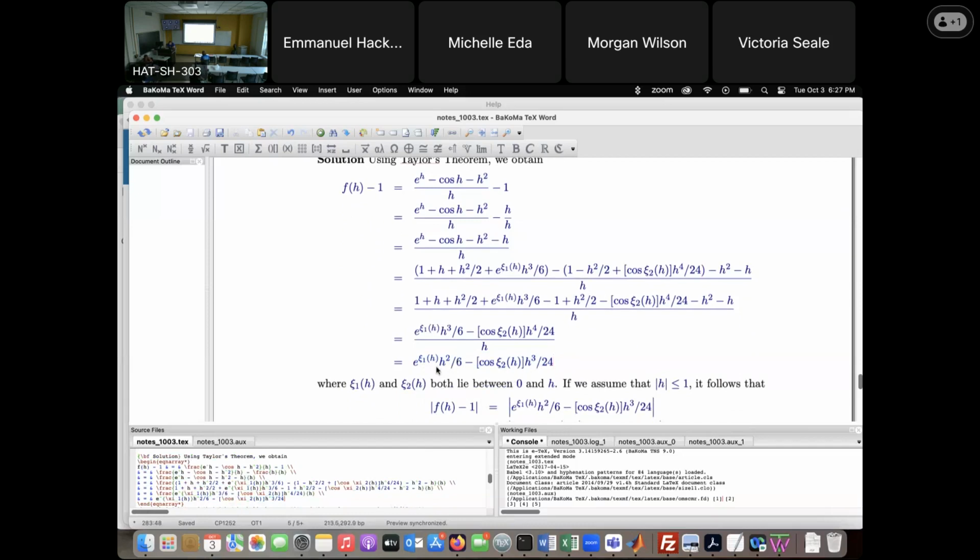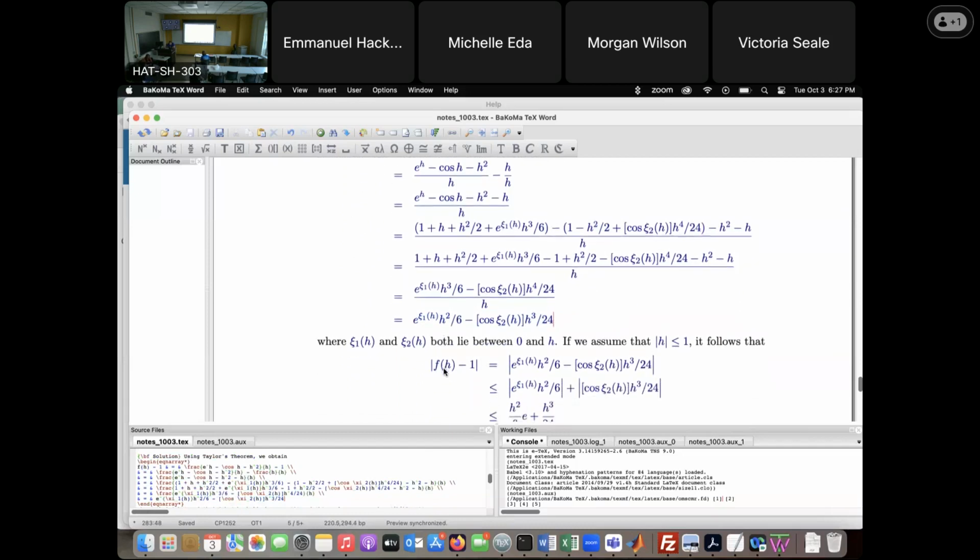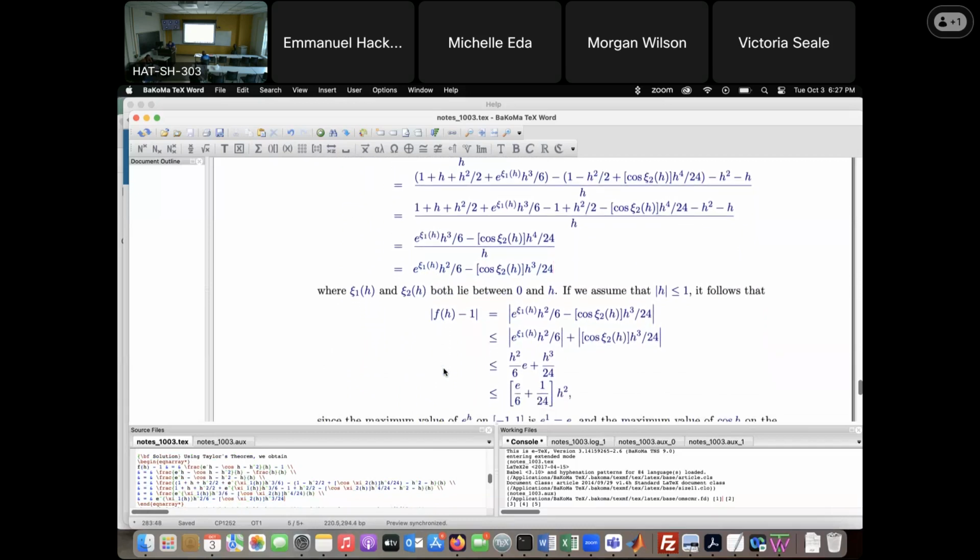Now, keep in mind that the lowest power of h wins in terms of determining the rate of convergence. Here I went overboard in determining the constant in front of the h squared, but as early as here, you can see that the rate of convergence is big O of h squared.